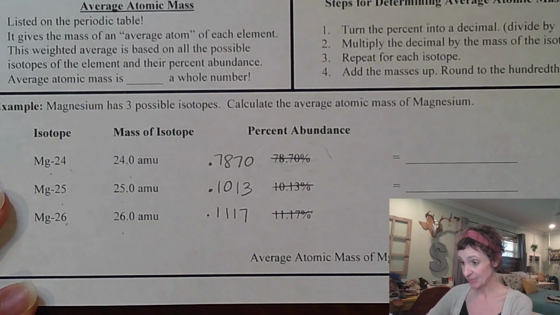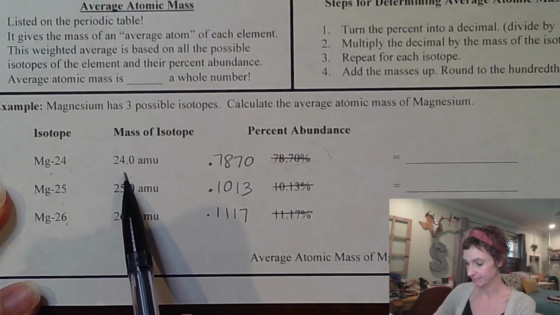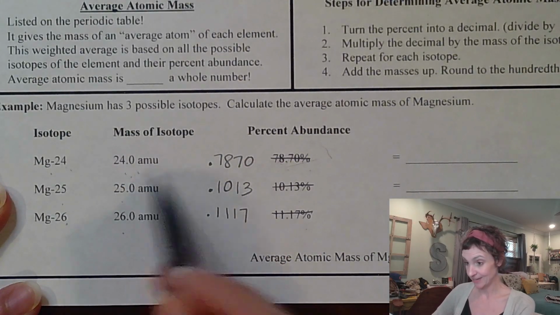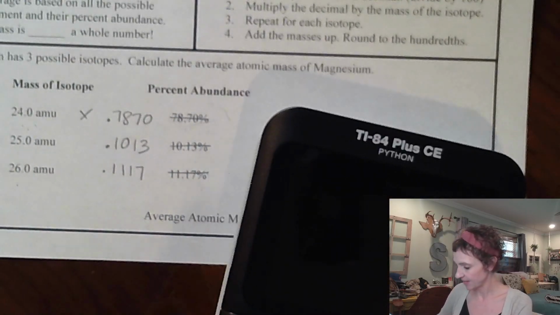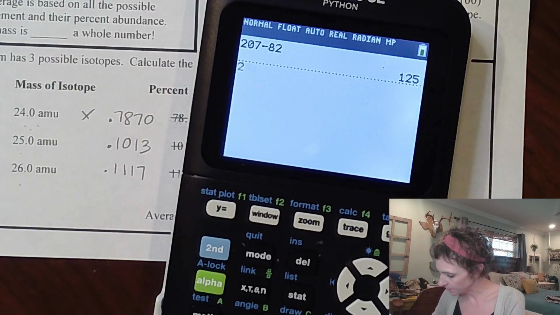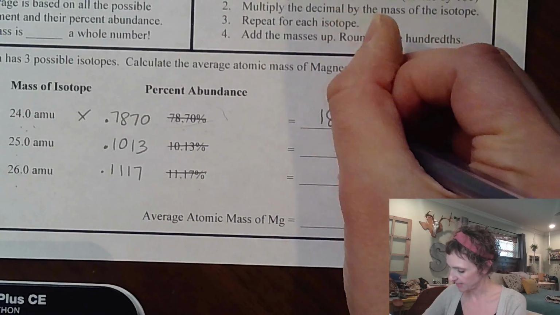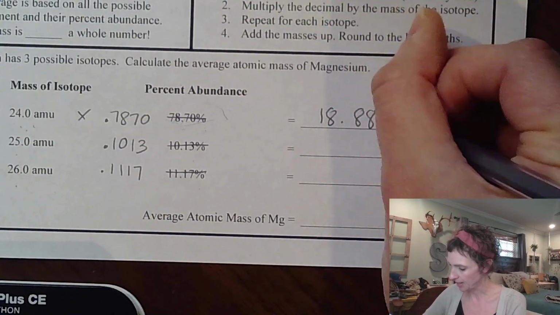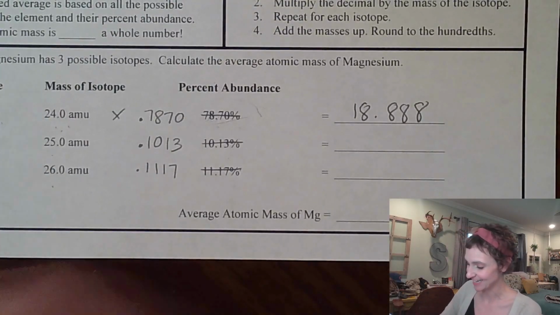Now the next thing I'm going to do is multiply this decimal by the mass of that isotope, right? So I'll multiply the mass of the isotope by its percent abundance. And it looks like they're giving me a space to write down my answer. I've got my calculator. We are ready to go. It goes 24 times 0.7870. So I got 18.888. Don't worry about rounding yet. We'll take care of that at the end. And in fact, I'm going to show you the correct way to actually solve these problems, but this models exactly in essence what we're doing.